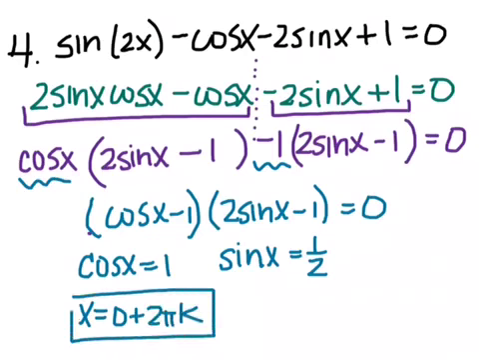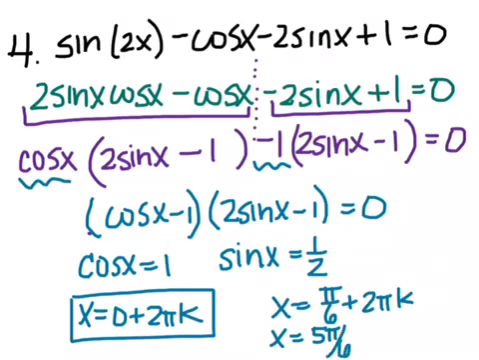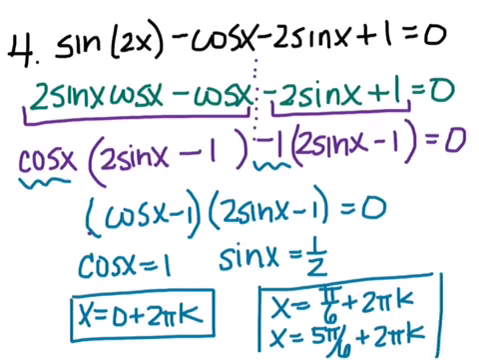And sine is 1/2 at pi over 6 and 5 pi over 6, plus 2 pi k, 5 pi over 6, plus 2 pi k. Again, those are not pi apart. They don't make the same angle on the unit circle, so we're not going to condense that at all. So number 4 looked big and nasty, and it isn't at all.